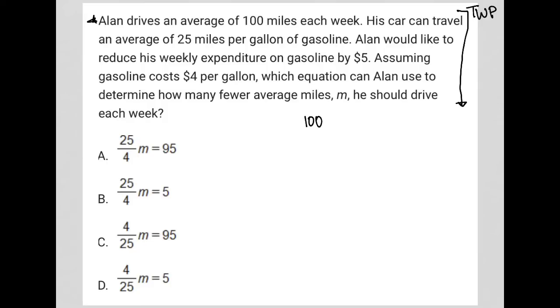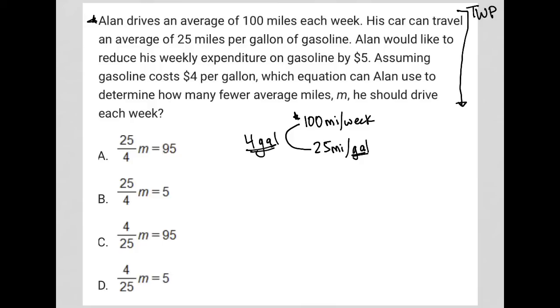So I'm going to say 100 miles per week. The next sentence, his car can travel an average of 25 miles per gallon of gasoline. So we get 25 miles per gallon. Next sentence. So before I go on, is there any connection I can make here? That means that on average, you need 4 gallons of gas, right? Because if every 1 gallon you're going 25 miles, but every week you're driving 100 miles, then on average you're going to need about 4 gallons of gas to drive for that week.